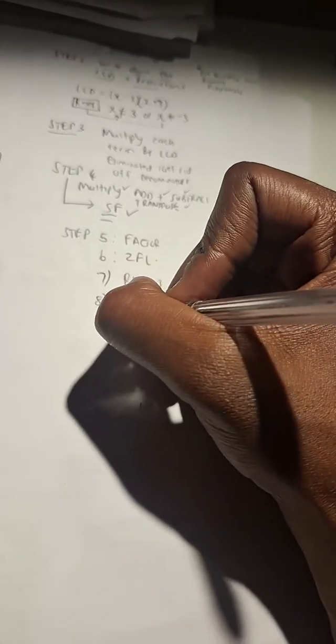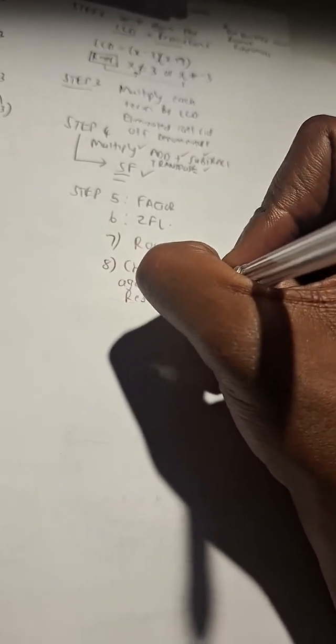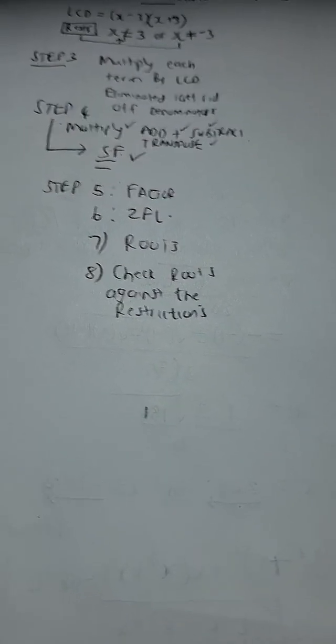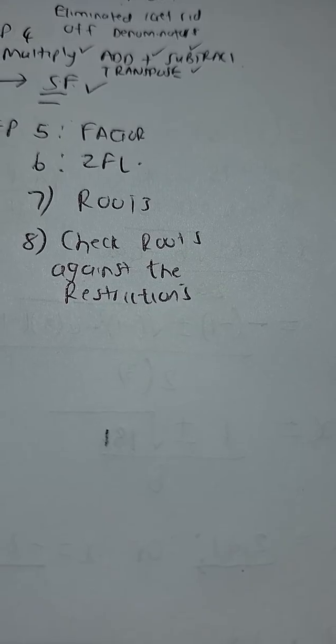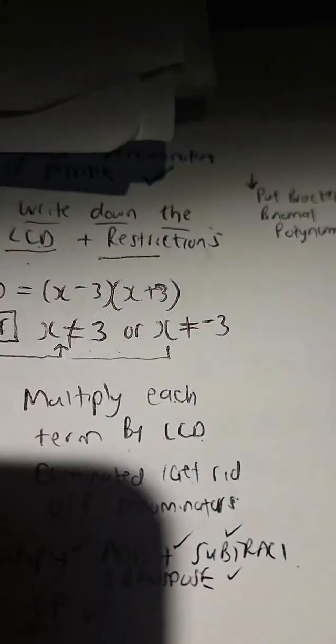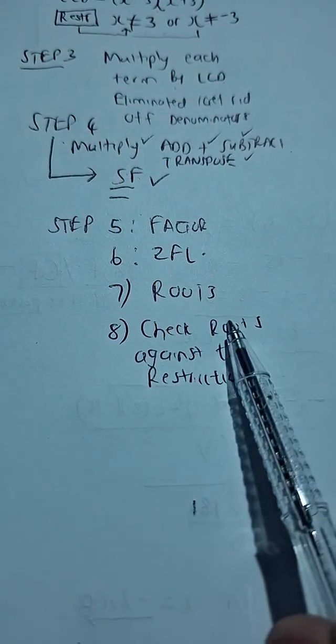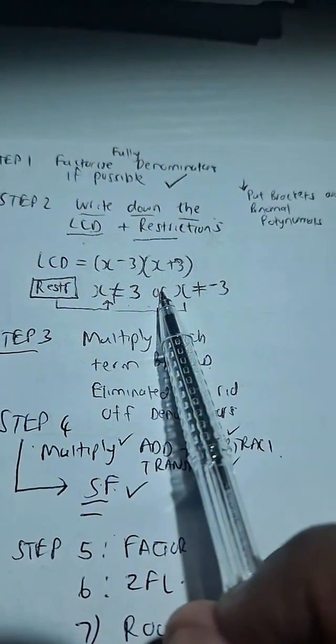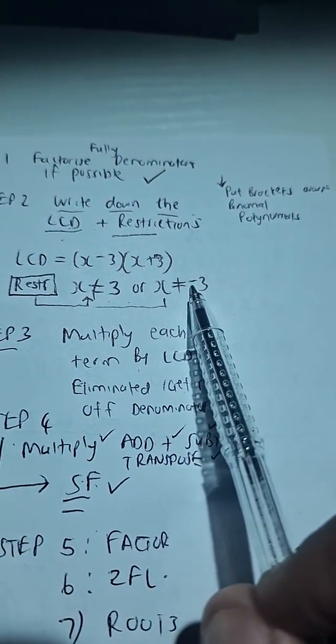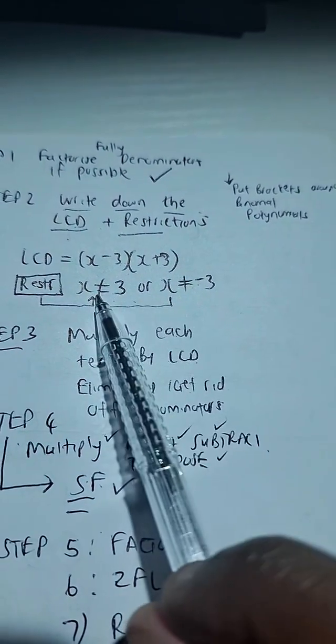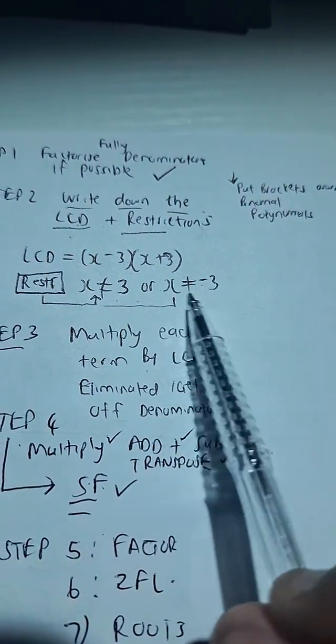But after doing all of that, we check our roots against the restrictions. And then you guys ask me this question. Do we have to check? Do we have to write down the restrictions? Remember, what did we say are our restrictions? The last step we do, we check our roots that we got against the restrictions. There are my restrictions. I look at them one more time. I had said x cannot be 3 or x cannot be negative 3.